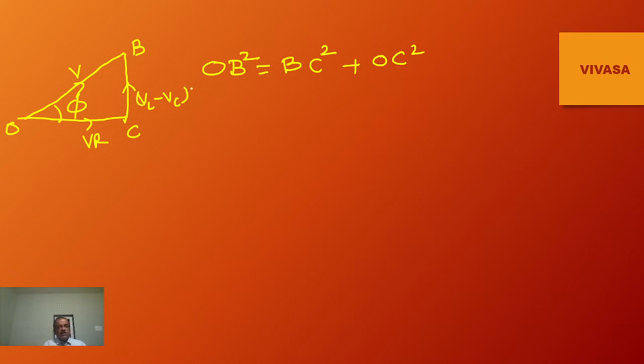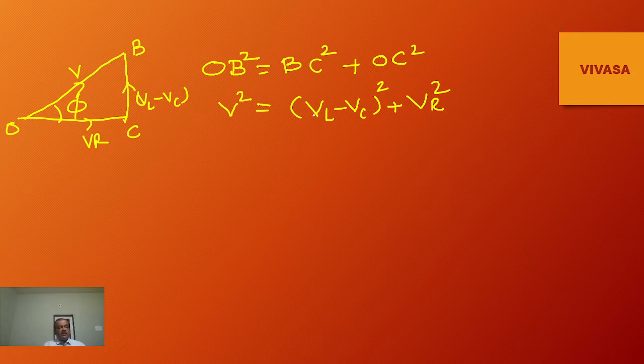Let us substitute these values into the figure. What will you find now? OB square becomes V square, where V is the resultant voltage. Then BC square becomes (VL minus VC) whole square, and OC square becomes VR square. That means we substitute the values here.